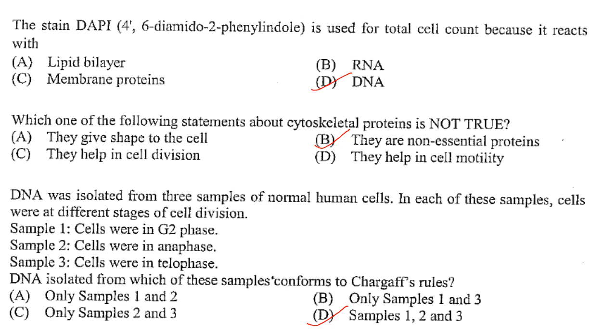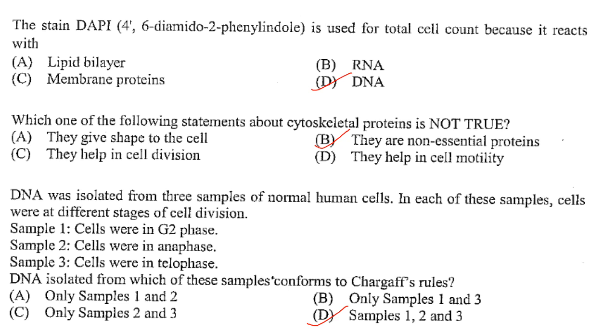Then next one. Which one of the following statements about cytoskeletal proteins is not true? They give shape to the cell. That's correct. They help in cell division. That's also correct. They help in cell motility. That's also correct. They are non-essential proteins. No, they are essential proteins. So the answer here is option B.